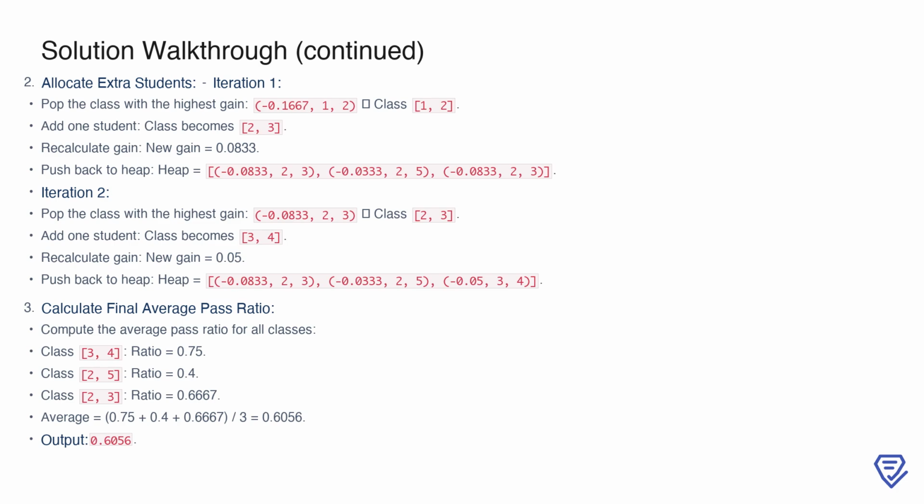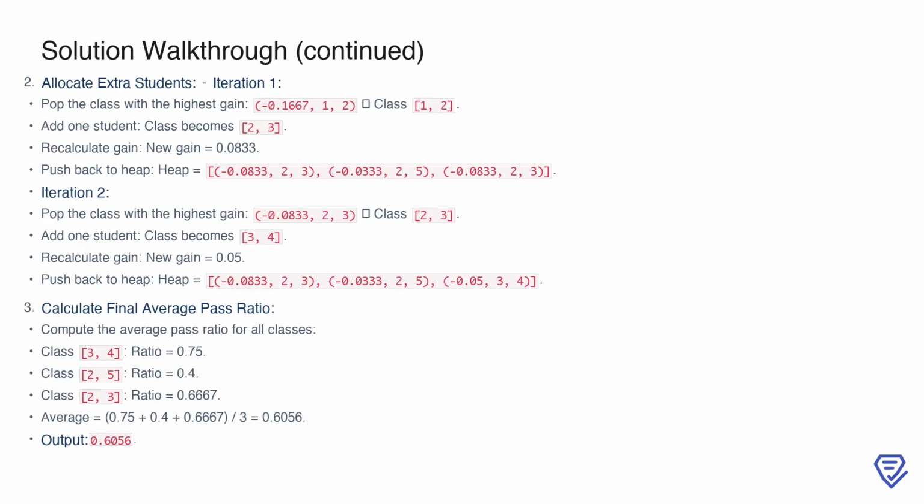Now, we start allocating the extra students. In the first iteration, we pop the class with the highest gain, which is 1, 2, and add one student to it, making it 2, 3. We then recalculate the gain for this updated class, which is now 0.0833, and push it back into the heap. The heap is updated accordingly.